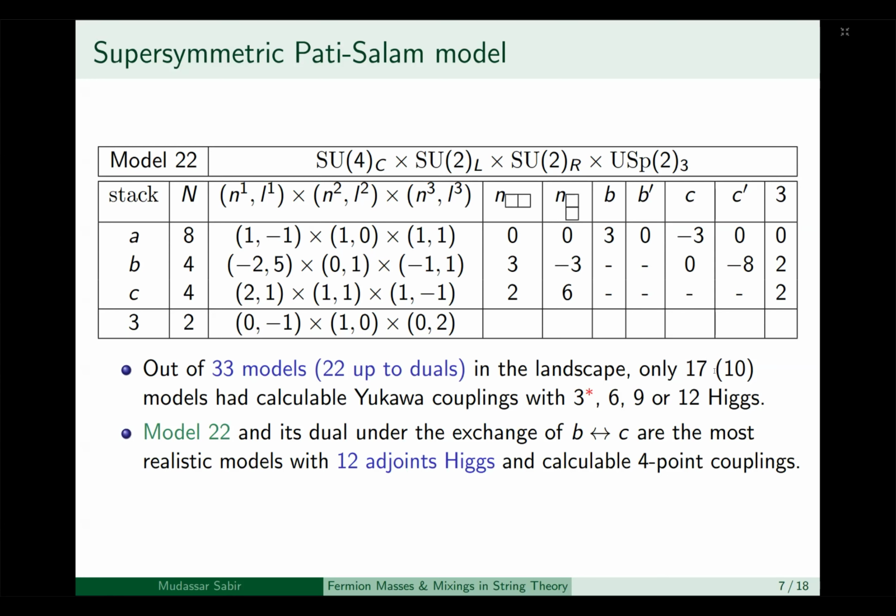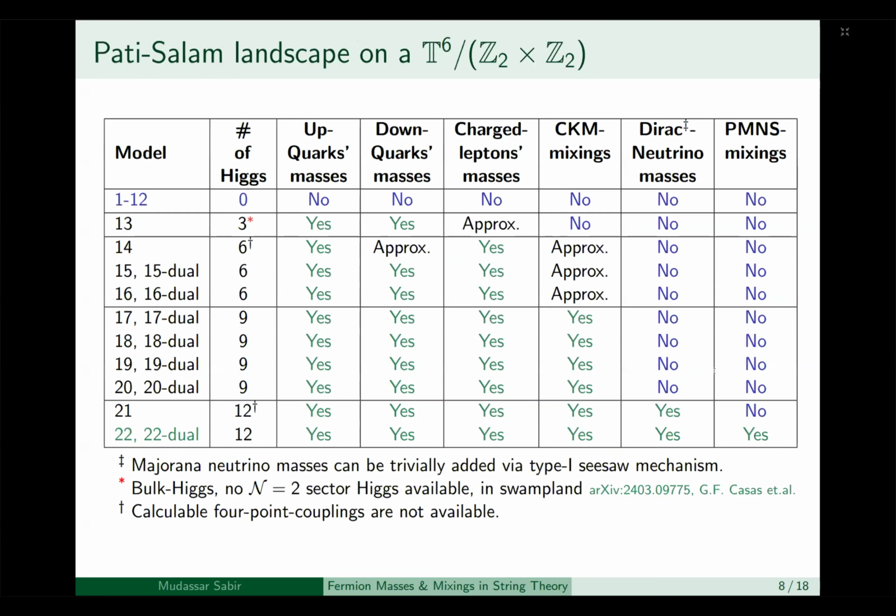And it has the maximum number of Higgs which is possible, 12 Higgs. And also in model 22, we have calculable 4-point couplings as well. So this is a general summary of what we found. There is the number of Higgs in this column. For the first 12 models up to dual, there are no calculable mass matrices. So these models we can't calculate much.